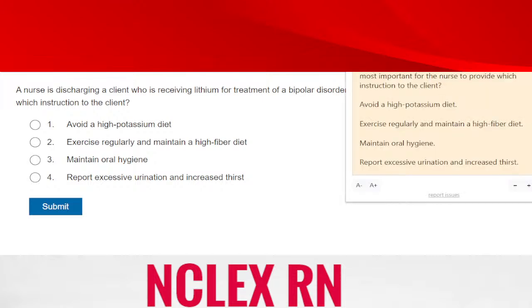A nurse is discharging a client who is receiving lithium for treatment of a bipolar disorder. It is most important for the nurse to provide which instruction to the client? Avoid a high potassium diet. Exercise regularly and maintain a high fiber diet. Maintain oral hygiene. Report excessive urination and increased thirst.